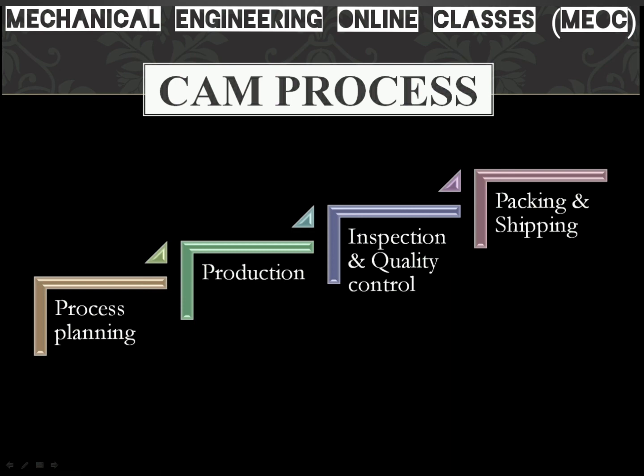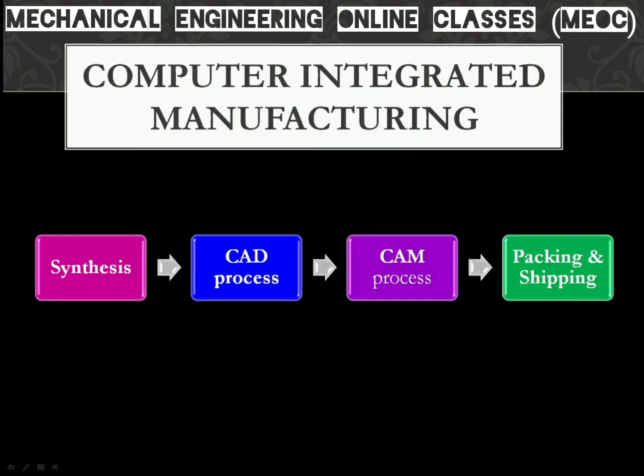Then it goes on to production. So on the machine tools, the production is done. Once the production is done, then it goes to inspection and quality control. If it is okay in the inspection and quality control, then it will go for packaging, and then to shipping. So when this entire business process is also computerized, that time we call it computer integrated manufacturing, where the entire production unit, the entire industry, is said to be automated.